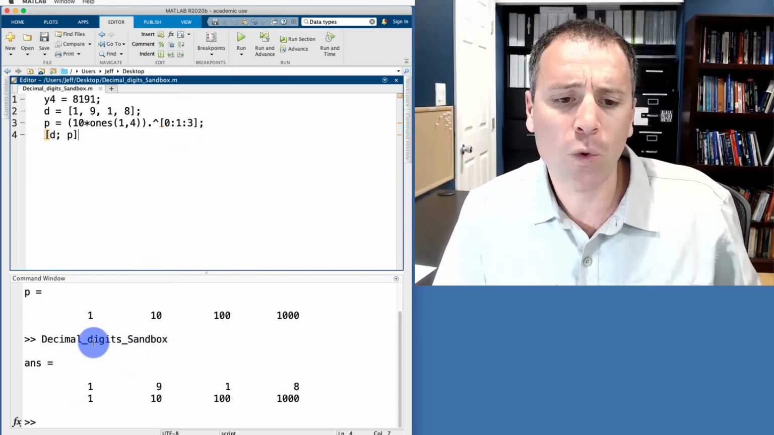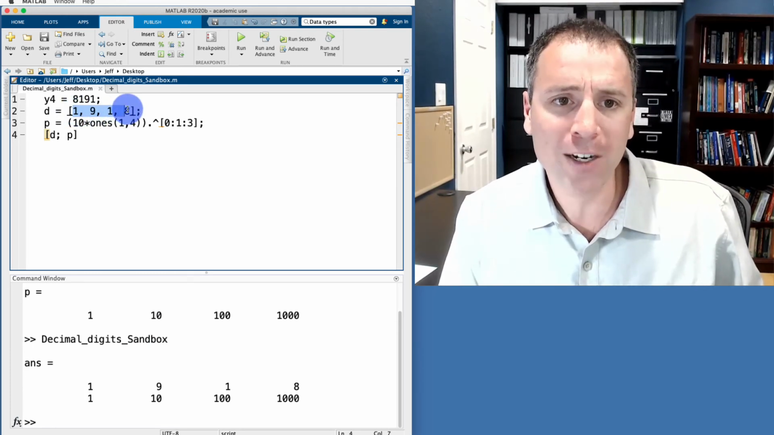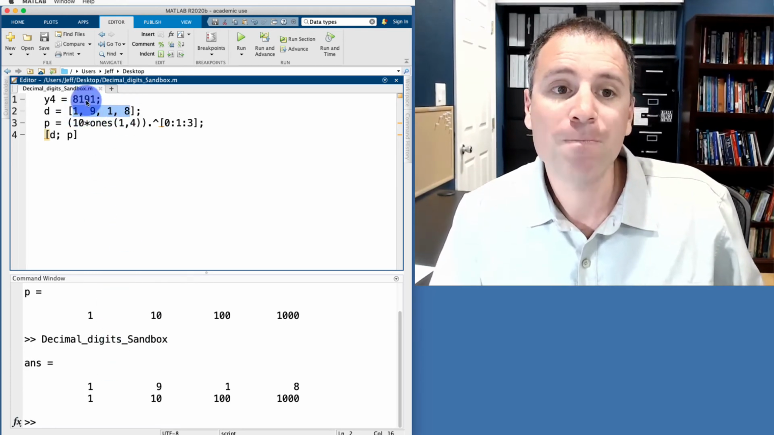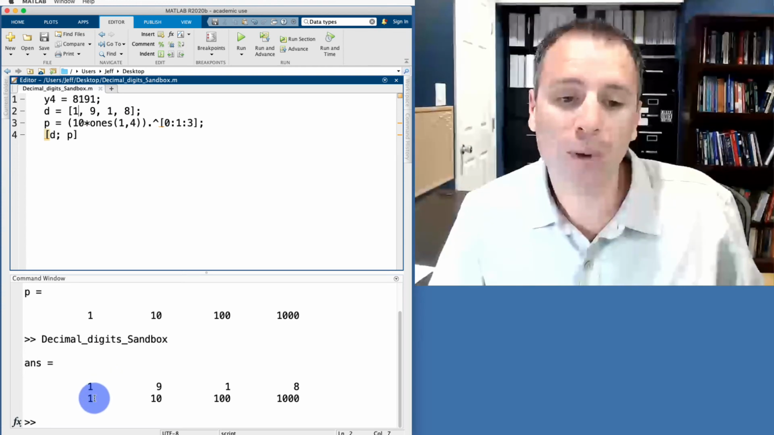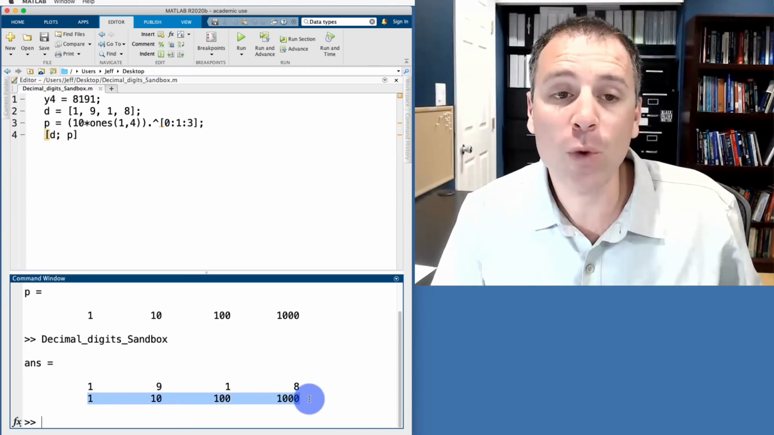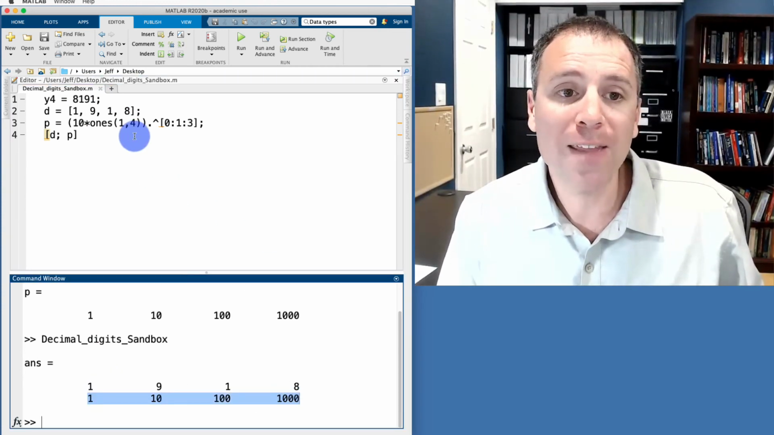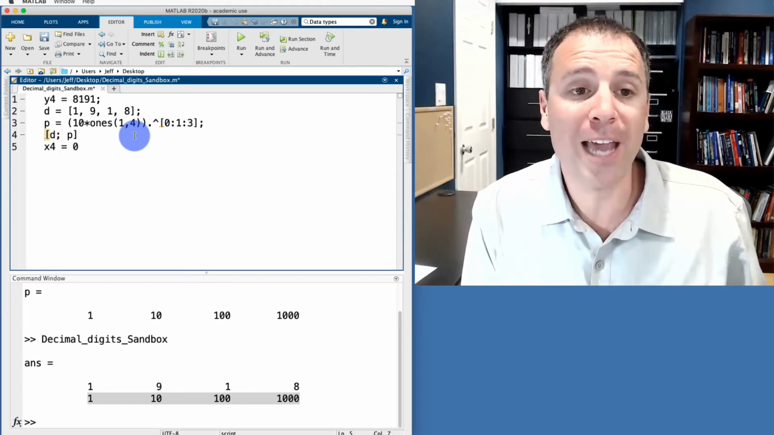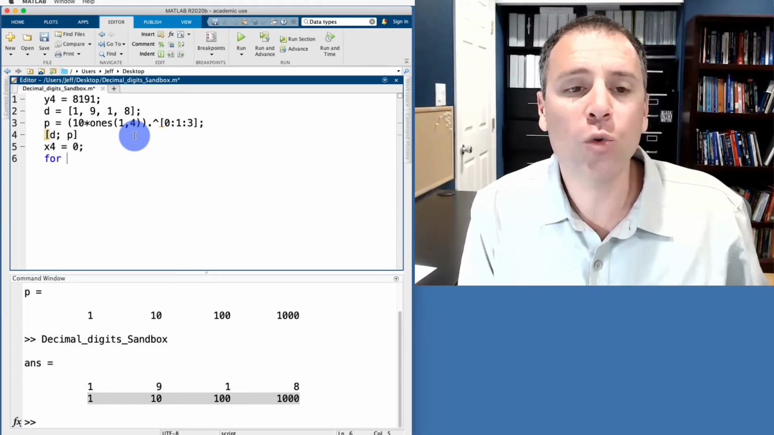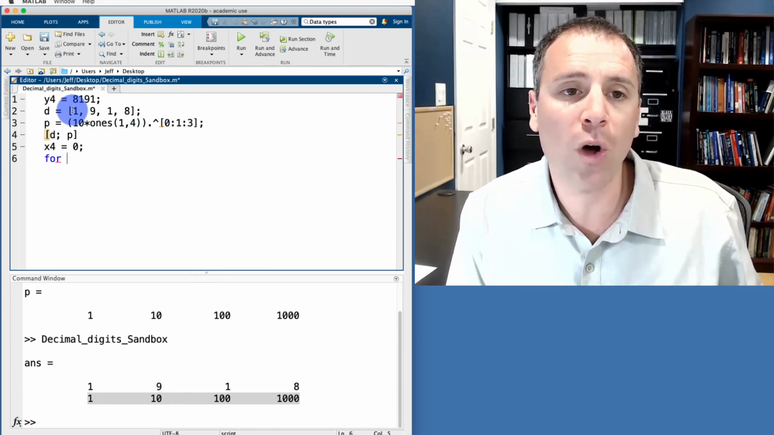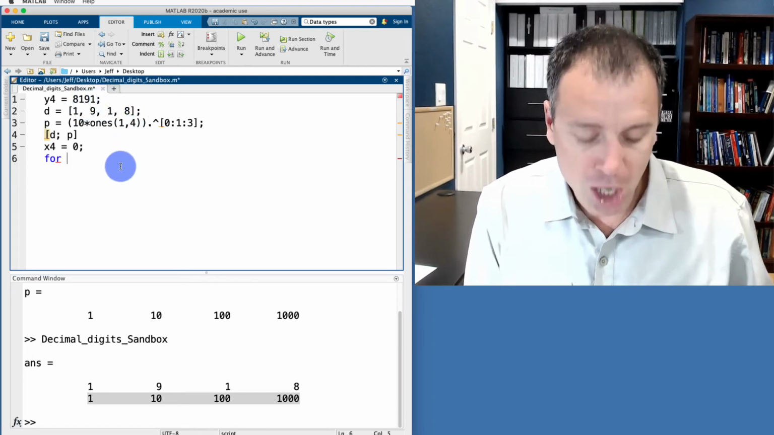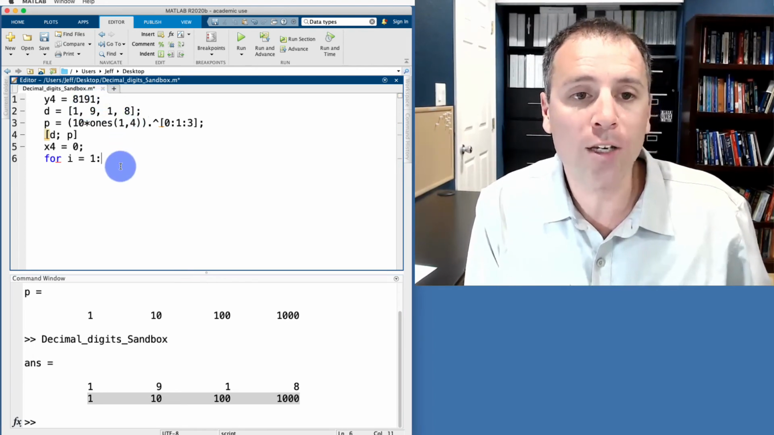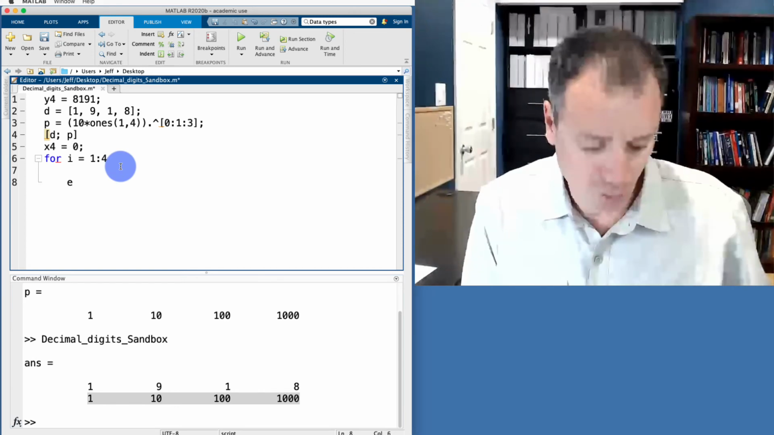So notice what we're saying here is that this vector of decimal digits, each of the values is corresponding with the power of 10 that we want to multiply by. So in this case, let's initialize our scalar, which is going to be x4. Then we're going to drop into a for loop, and we're going to go over all possible digits. Well, how many digits do we have? We have 1, 2, 3, 4. So I'm going to say let i go from 1 to 4, and we'll end our for loop.